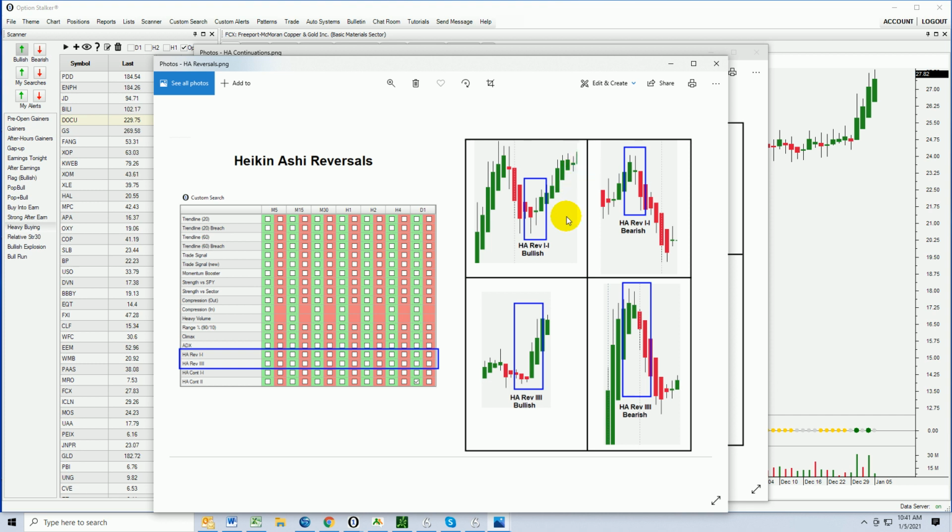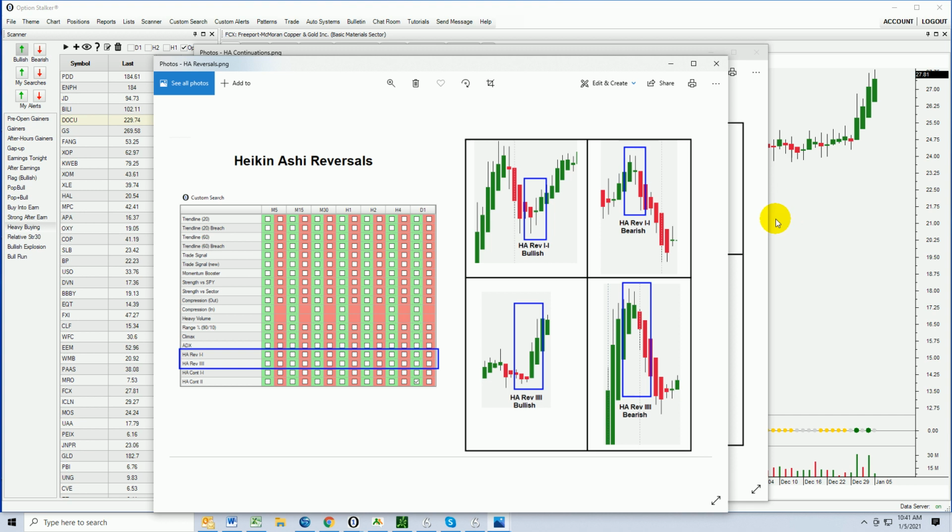That's how you would use these Heikin Ashi reversals. Again, if you're looking for reversals, you really want to make sure that the stock already has a nice trend longer term that you can get behind. You're simply looking to join that on a dip.